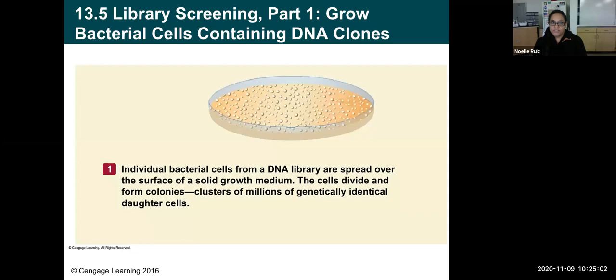So this is the process. Library screening part 1, grow bacterial cells containing DNA clones. Individual bacterial cells from a DNA library are spread over the surface of a solid growth medium in a petri dish. The cells divide and form colonies, clusters of millions of genetically identical daughter cells. So that looks like about 100 clusters, but each one of those has 1 million different bacterial cells in it.